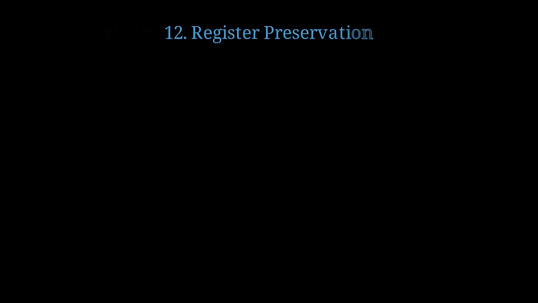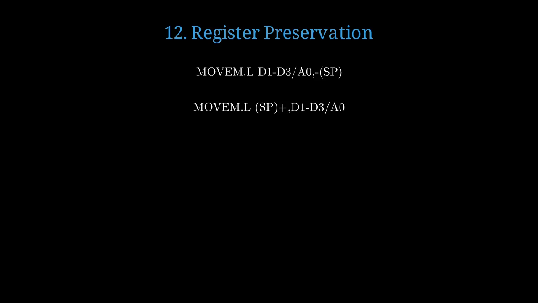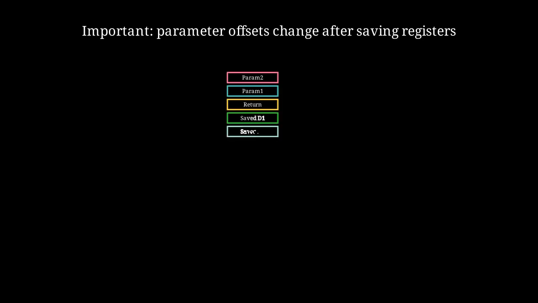Transparent subroutines save and restore registers they use. At the start, we save registers we'll modify. Before returning, we restore those registers to their original values. After saving registers, parameters are now further from SP, so we must add the size of saved registers to offsets. After saving registers, the first parameter is now at 20 offset from SP: 4 for return address plus 16 for saved registers.